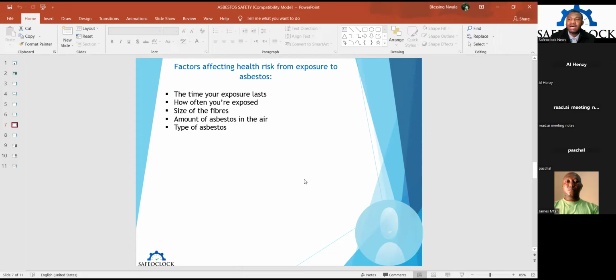Some asbestos are very large, and some has been ground, or maybe during drilling the asbestos itself was disturbed and it becomes a fine particle form. So the smaller the size, the higher the risk of getting into the body system. And the type of asbestos as well. These are some of the factors that could increase the health risk of exposure to asbestos.